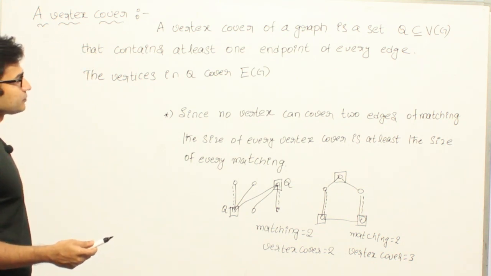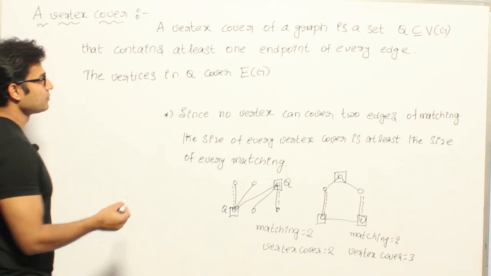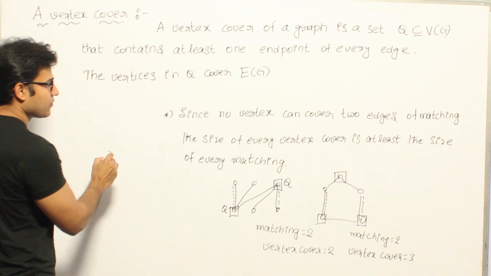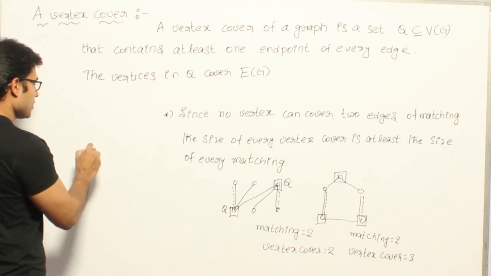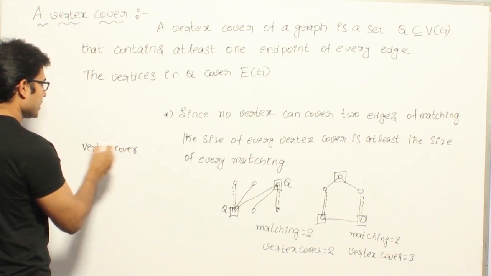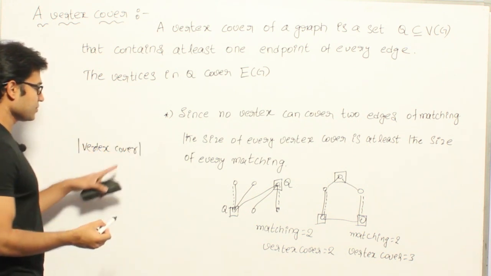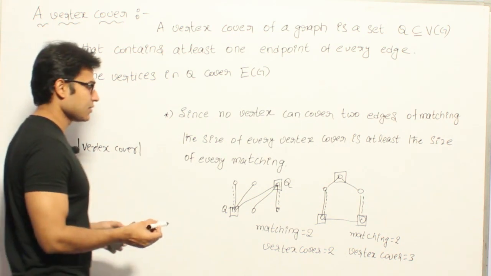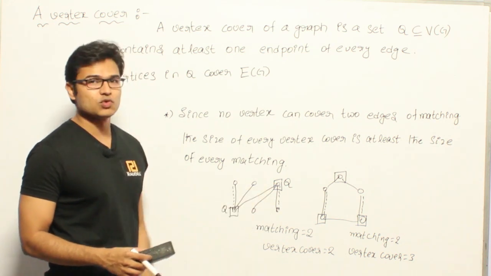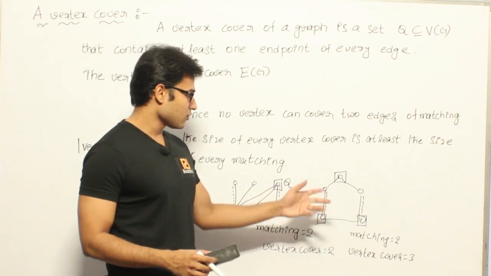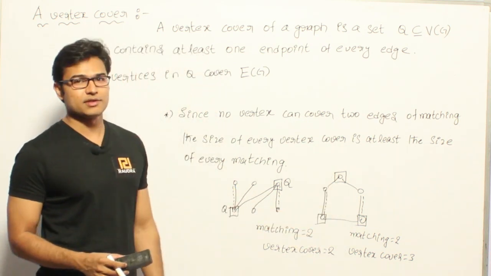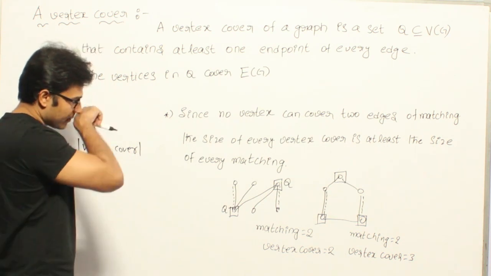see this. The size of every vertex cover, let us say vertex cover size. What is the size of a vertex cover? The number of vertices present in the vertex cover is called the size of the vertex cover. Now in this case, what is the size of the vertex cover? Since I have taken two vertices, the vertex cover size is 2, right? And in this case, since I have taken 3, the vertex cover size is 3. Got it?